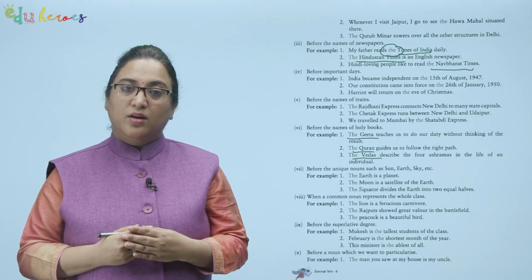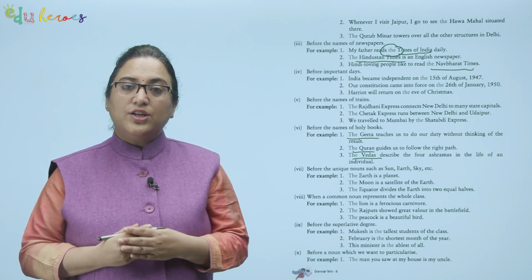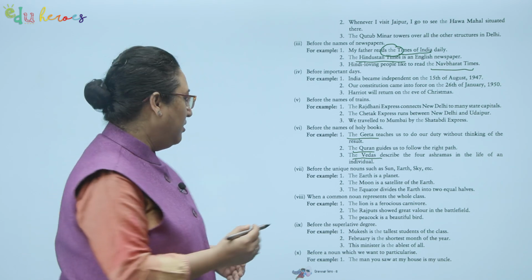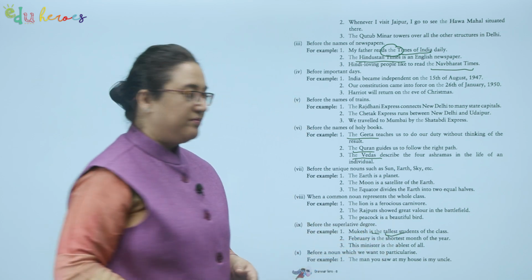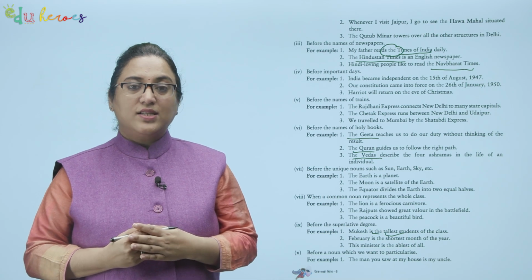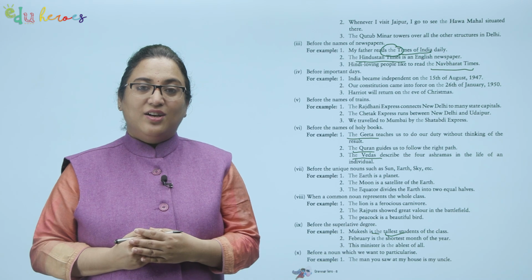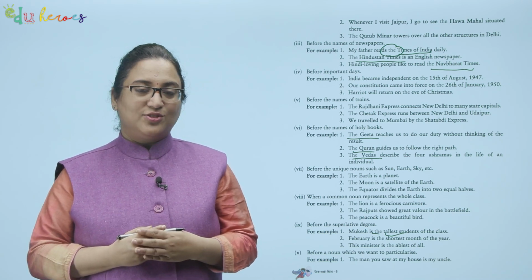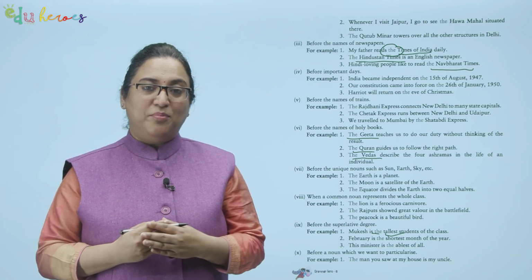Next, we use the before the superlative degree. For example, Mukesh is the tallest student of the class. Here, we are going to use the before the superlative. February is the shortest month of the year. This minister is the ablest of all. Can you tell me what are the superlative degree examples in these sentences? Try. Yes. These are shortest and ablest.